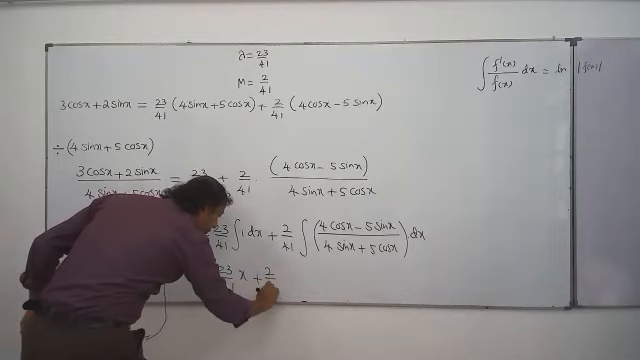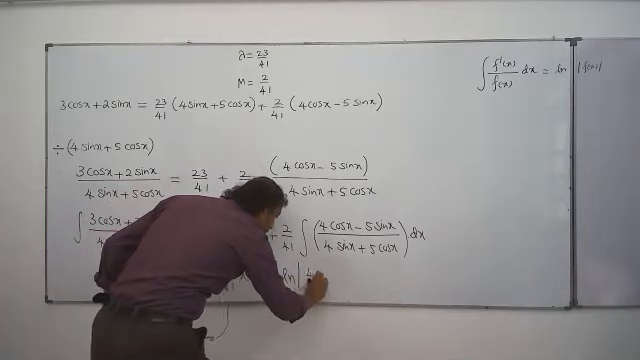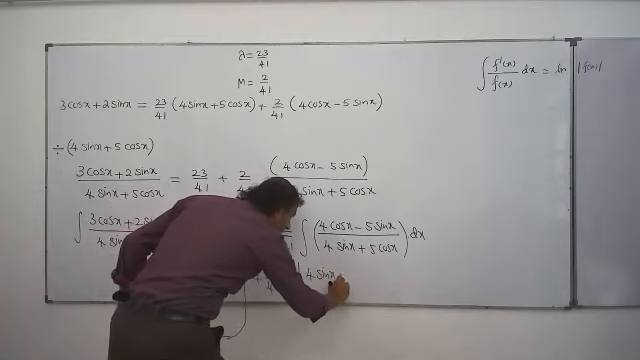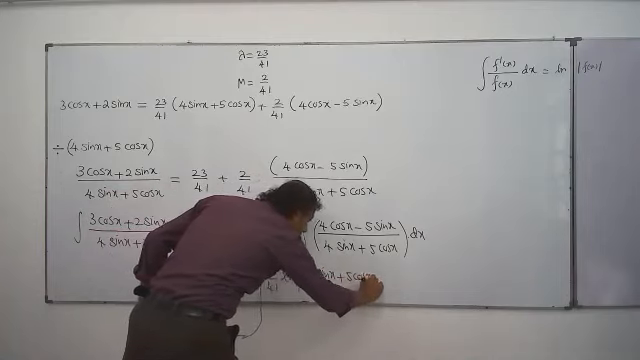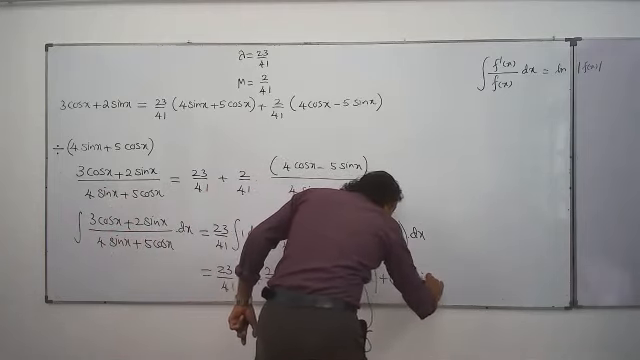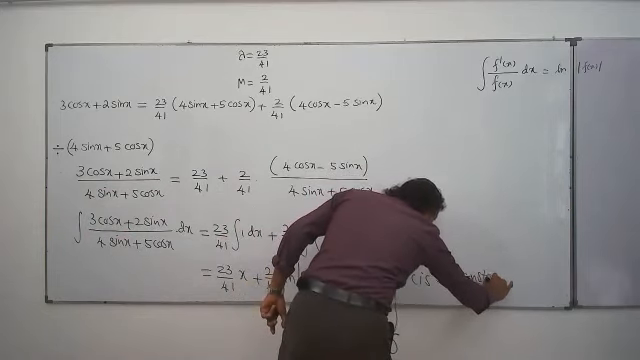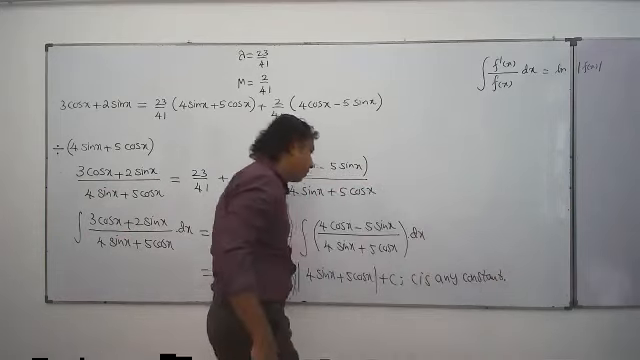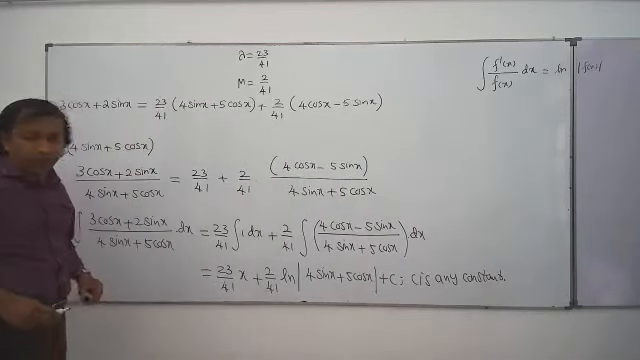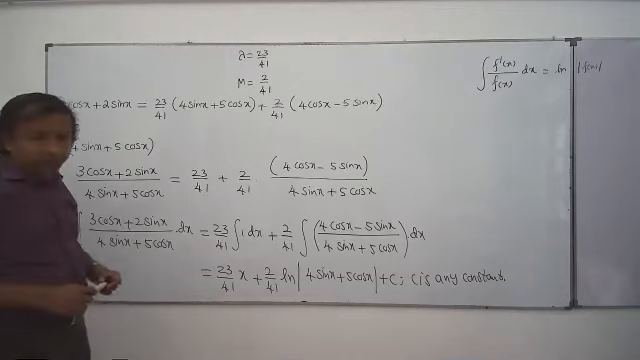Plus 2 upon 41 ln modulus the denominator 4 sin x plus 5 cos x plus c. C is any constant. This is how we take the answer. Understand, people?